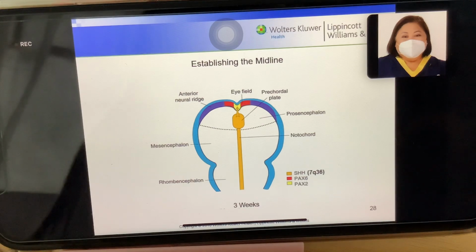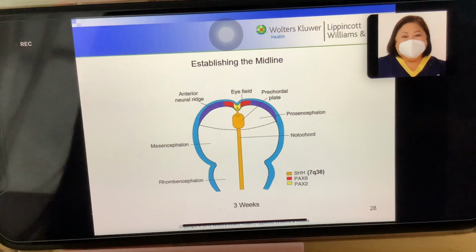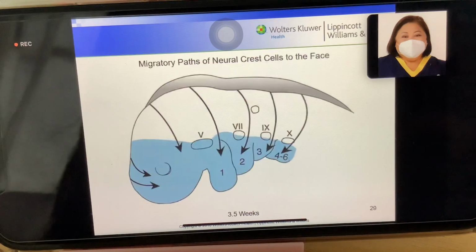So because alcohol, among other things like retinoids, can cause holoprosencephaly, it is easy to see how someone who says she will stop drinking when she gets pregnant may not have stopped prior to this critical period. Another example why birth defect prevention strategies must be implemented before conception. See? They drank, chill. Okay? So, this one illustrates the pathways of neural crest cell migration to the face.